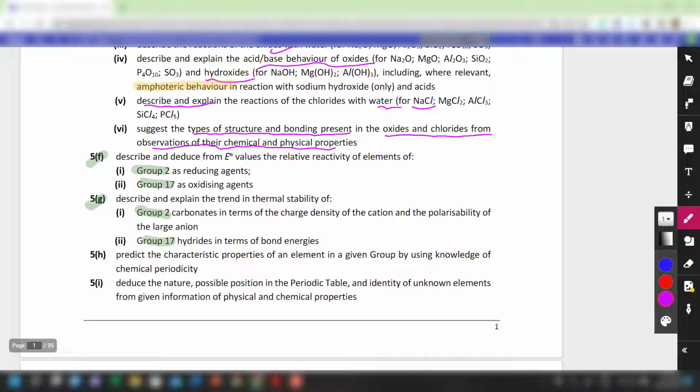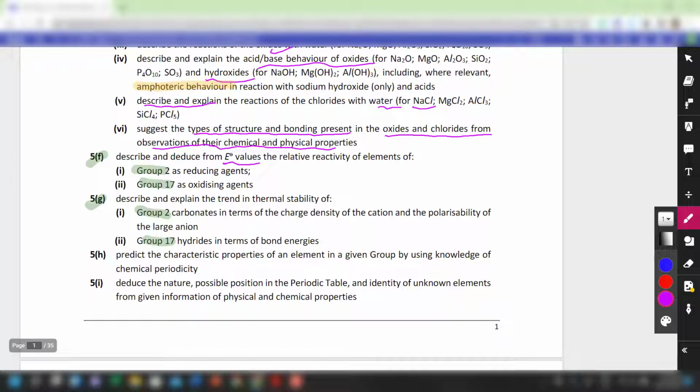Okay, so for 5F, we are supposed to describe and deduce standard reduction potential values. This is something you learned from the previous topic on electrochem. Okay, the relative reactivity of elements of group 2 as reducing agents. Okay, so metals are largely reducing agents. We all know that, but the focus in this particular curriculum for topic 21 is on reducing agents. Okay, and group 17 as oxidizing agents.